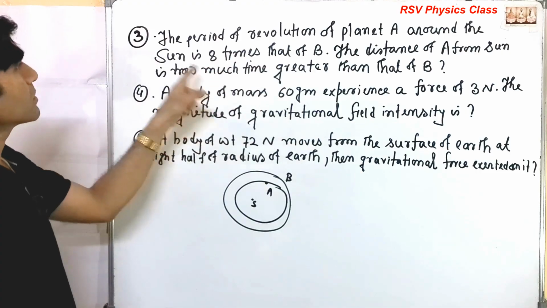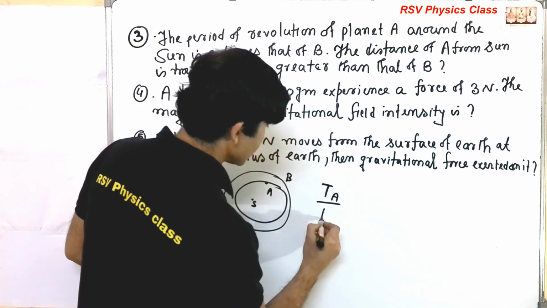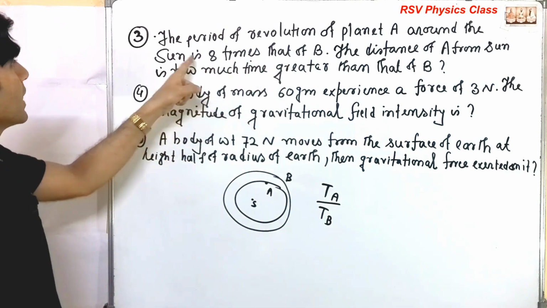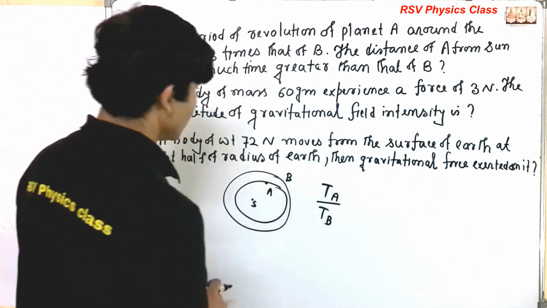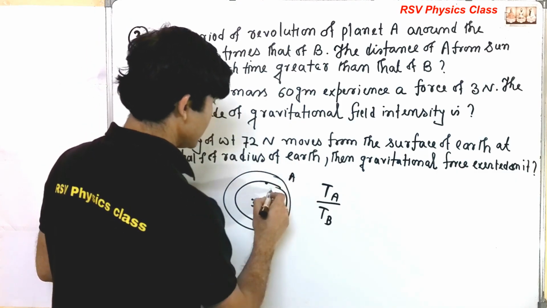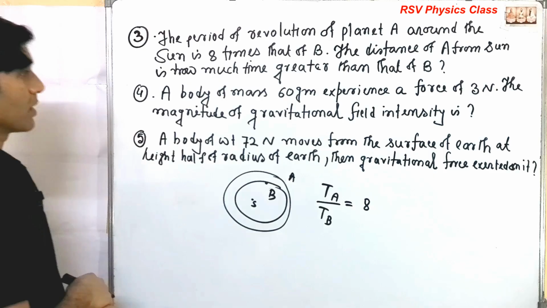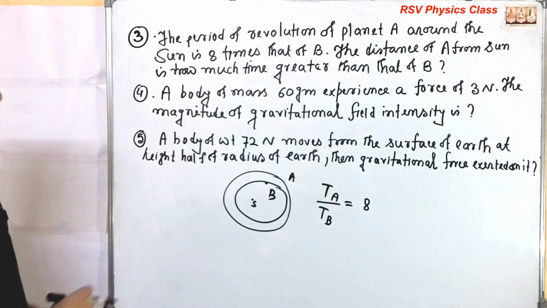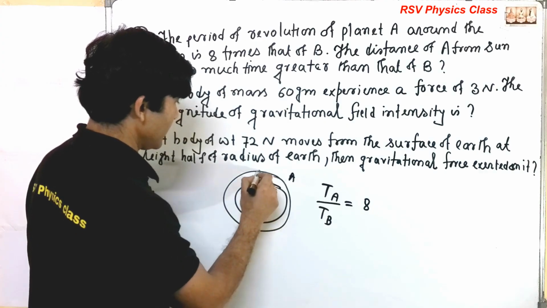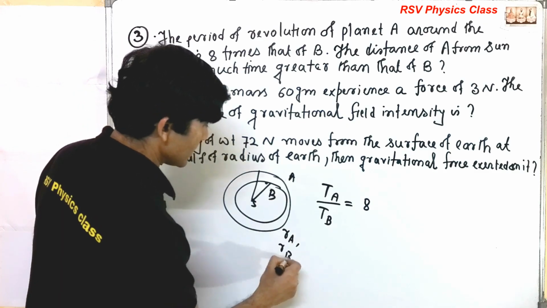So the revolution period TA, this TB, that revolution of planet A around the Sun is 8 times that of B, right? So planet A, let me call it A, this is B. So this is equal to 8 times. Okay, revolution. So the distance of this planet from the Sun, RA and RB. What is the relationship between RA and RB?